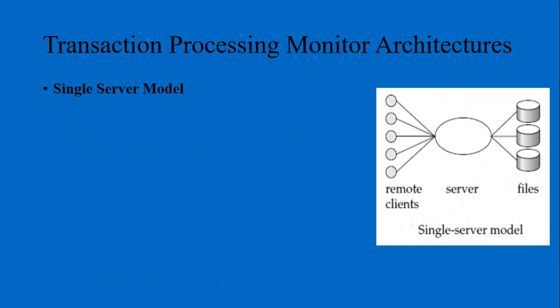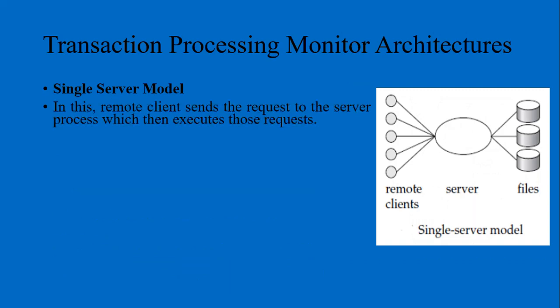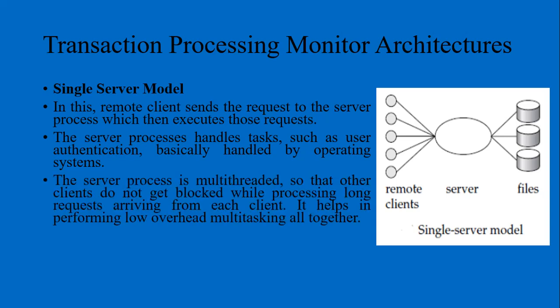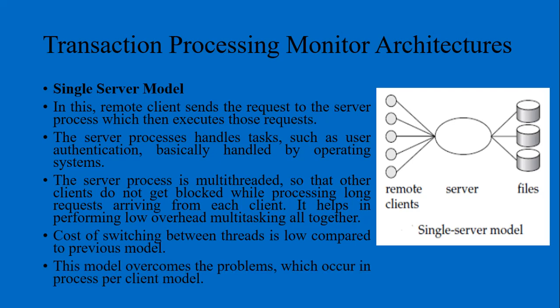Now the second model is the single server model. In this model, a single server process acts as middleware between remote clients and database files, wherein requests sent by clients are processed by the server itself. The operating system of the server handles user authentication and further executes the request of the client. Unlike the process per client model, this model does not block other clients as it is handled under a multi-threaded environment. The cost of switching is also low in this model as compared to the previous model. Thus this model overcomes the problems of the process per client model, but it has its own problems.